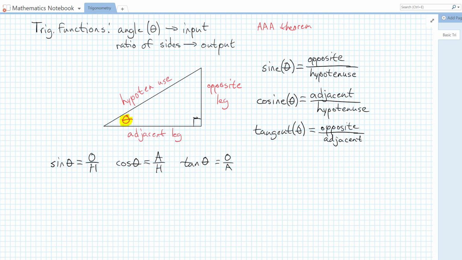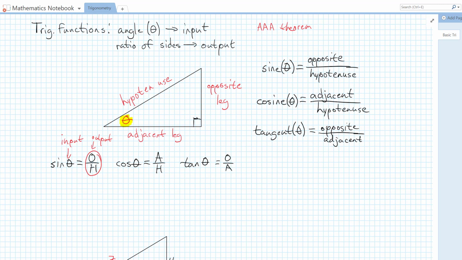Now keep in mind that our angle theta is always the input, and the ratio of sides is always our output. This is a function. We're not multiplying sine by theta. Sine is some function that takes theta as an input and spits out that ratio.